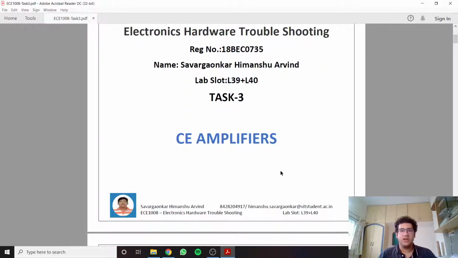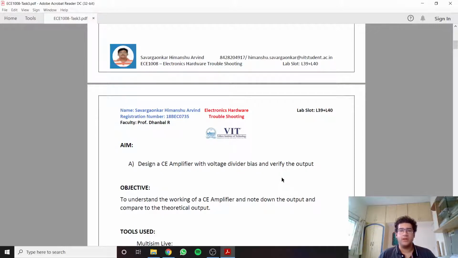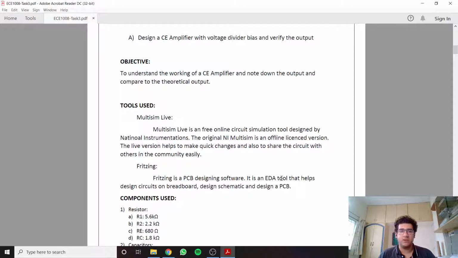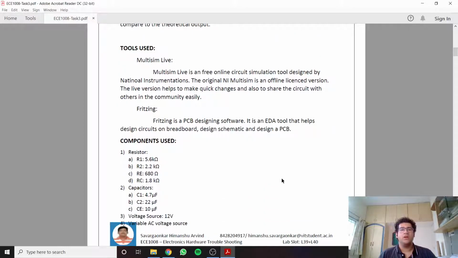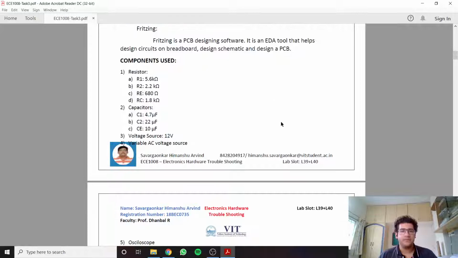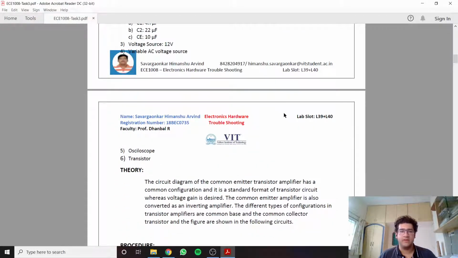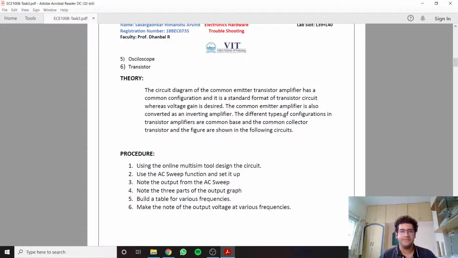This task was based around common emitter amplifiers. In the first part, we had to design a common emitter amplifier with voltage divider bias and verify the output of the same. For this, Multisim Live was used as the tool. These are the component values that were used for the standard configuration of a common emitter amplifier using a transistor.